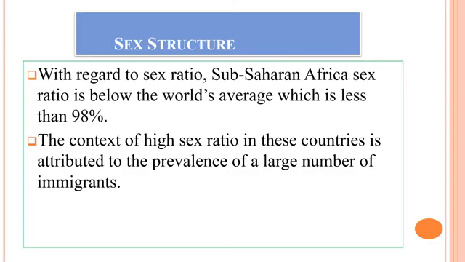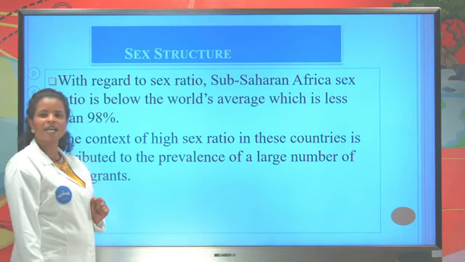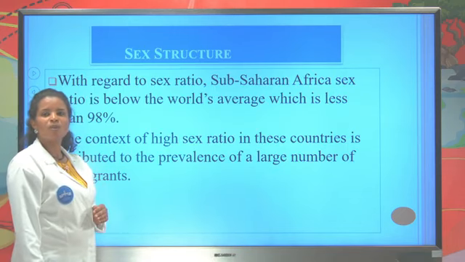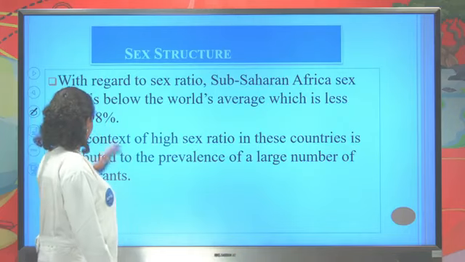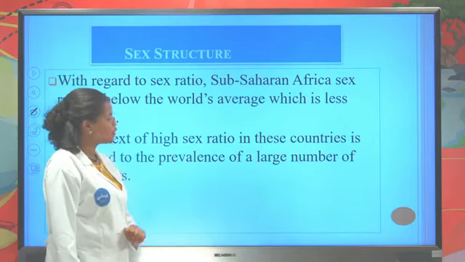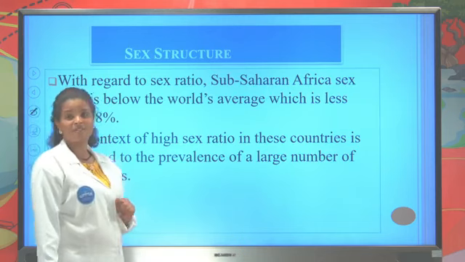With regard to sex ratio, the Sub-Saharan Africa sex ratio is below the world average, less than 98 percent. The context of high sex ratio in these countries is attributed to the prevalence of a large number of immigrants.